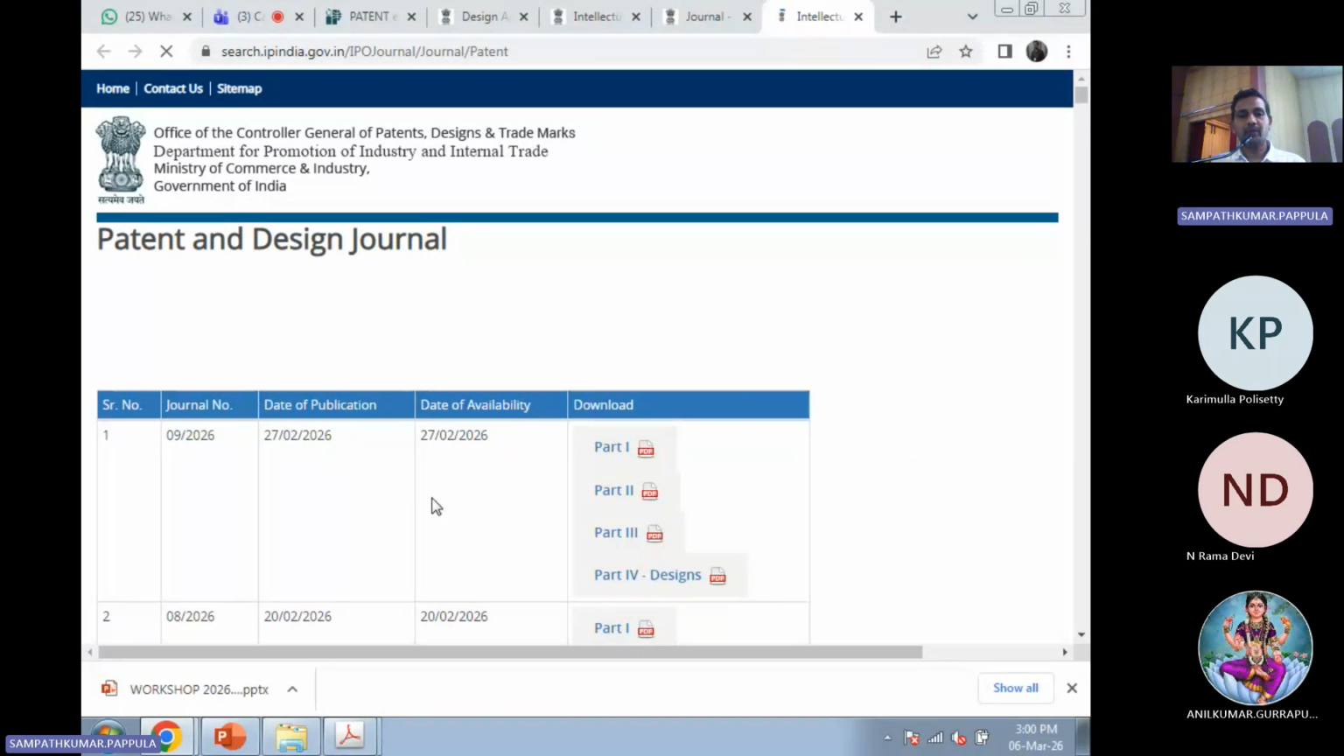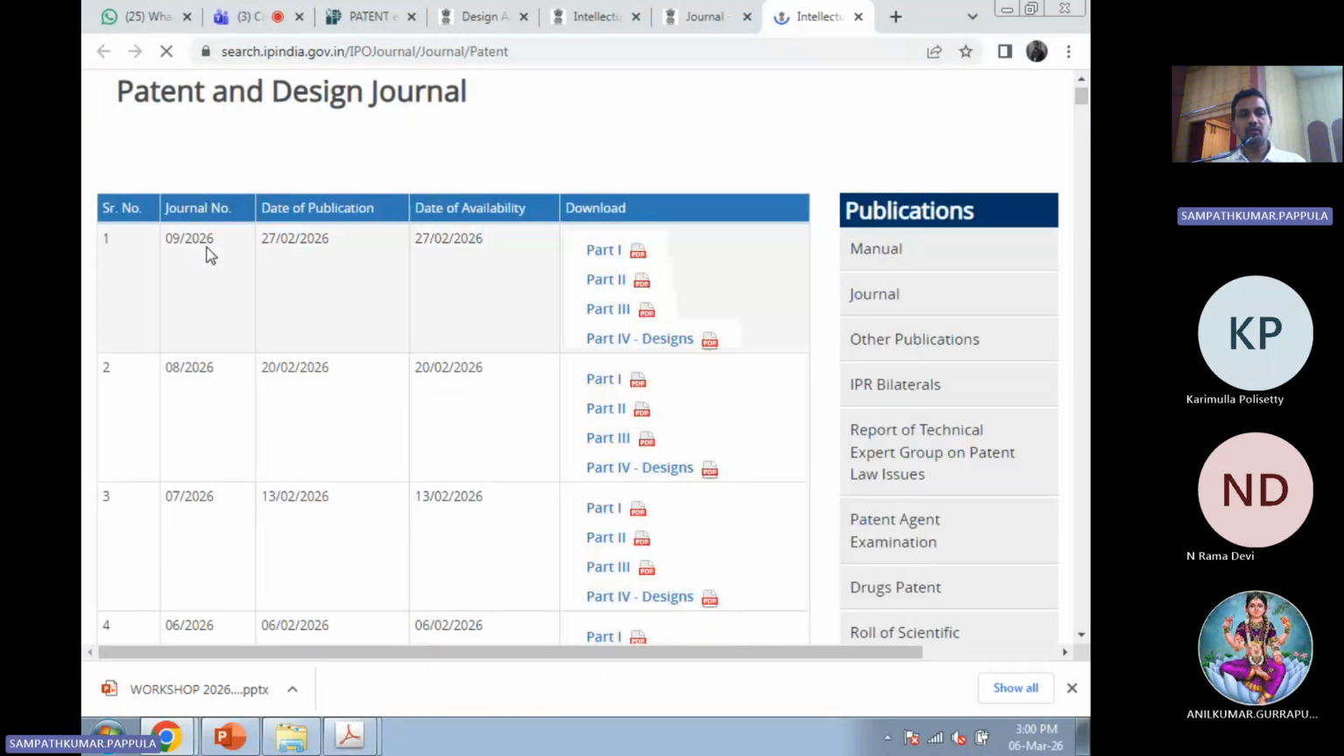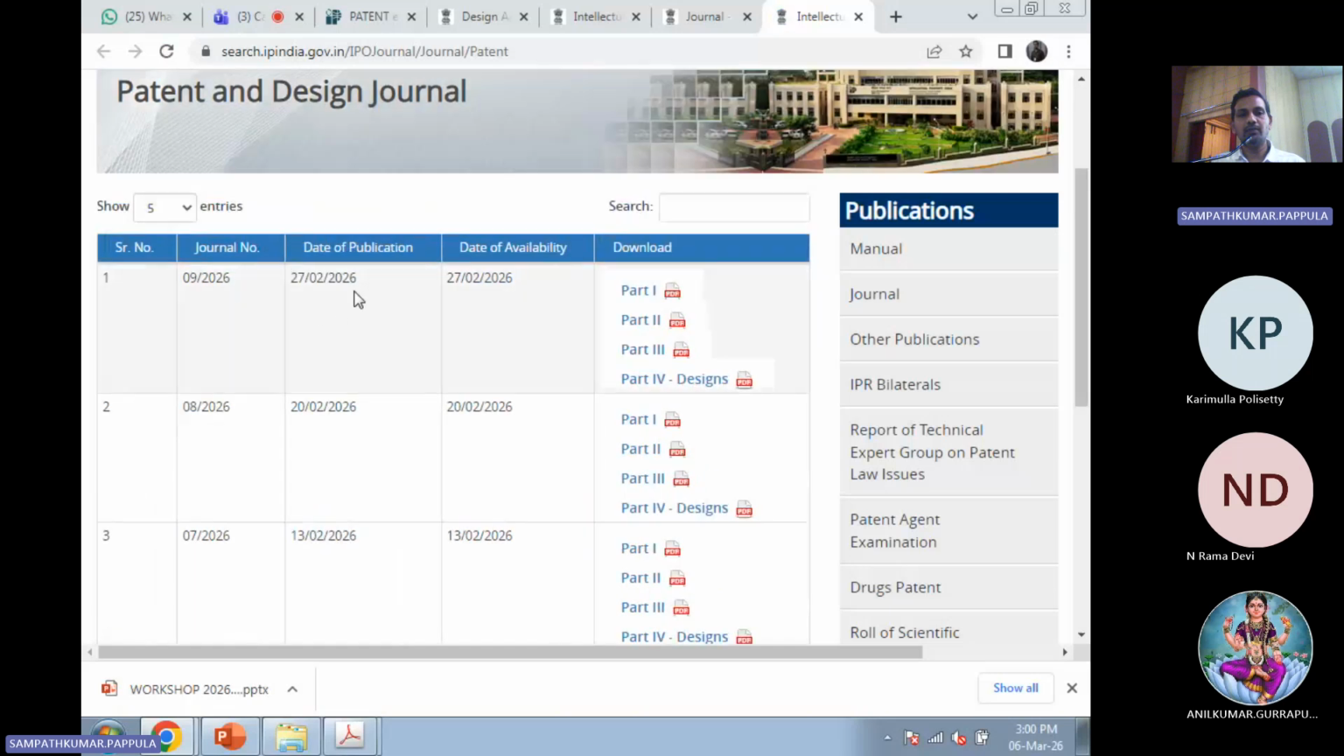These are the journals. So journal number 9, 2026, date of publication 27, and date available 27 something 22. So if you see here 22 2026, this one is 27 to 2026. That means the patents are published every week. Several members are there in India, so they are to be published every week in the patent office. We can see your patent in this particular journal site also, not only by using your number.